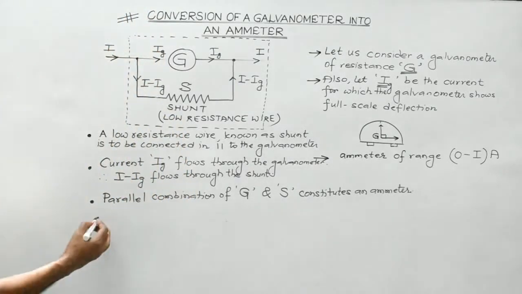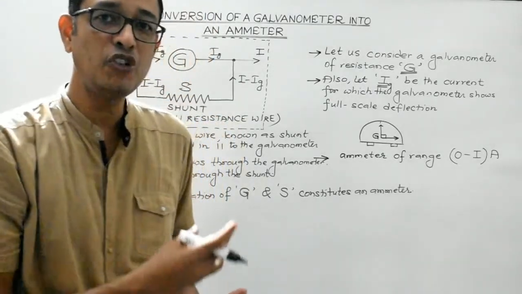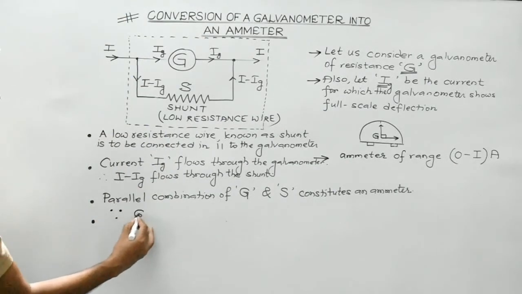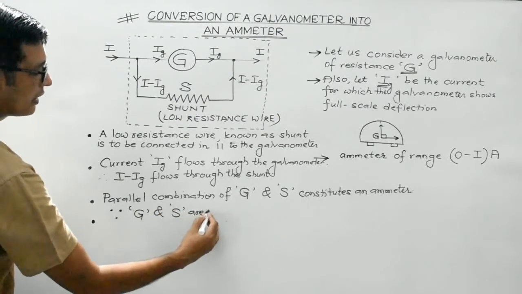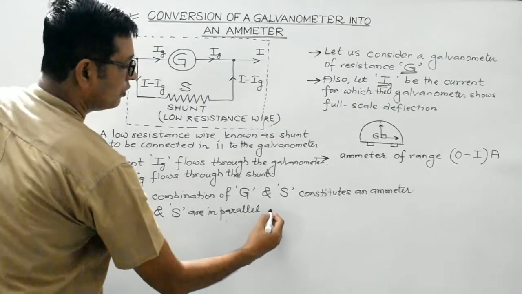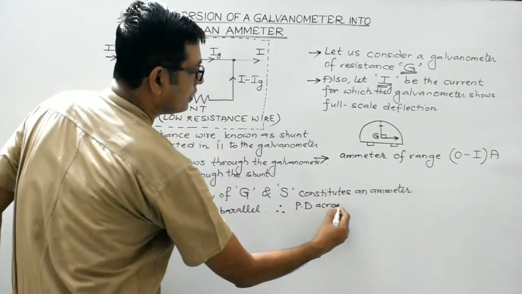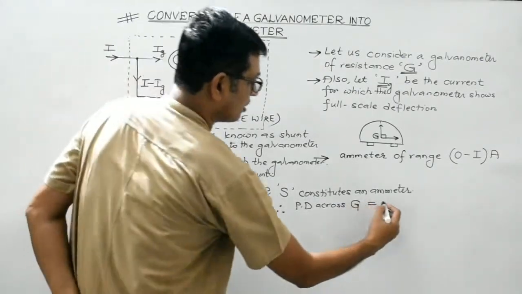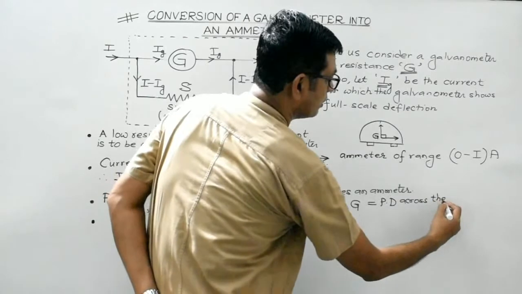So how to proceed? Now look, students, these two are in parallel, and you are aware in parallel the potential difference is constant. So since G, the galvanometer, and the shunt are connected in parallel, therefore PD across G will be equal to the potential difference across the shunt.